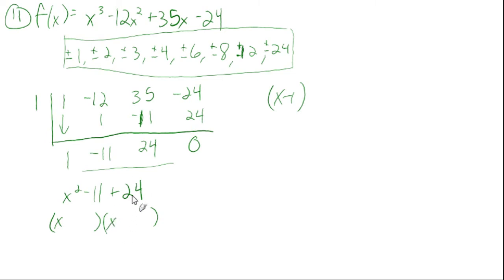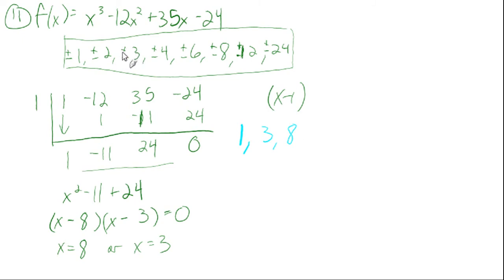So if we could factor this, which would be really convenient, x and x, what two numbers multiply to make positive 24 and add to negative 11? Well, we know those are two negatives. How about 8 and 3? So we set that equal to 0, and we find that x equals 8, or x equals 3. So our zeros are our solution for this problem. The zeros are 1, positive 3, and positive 8.